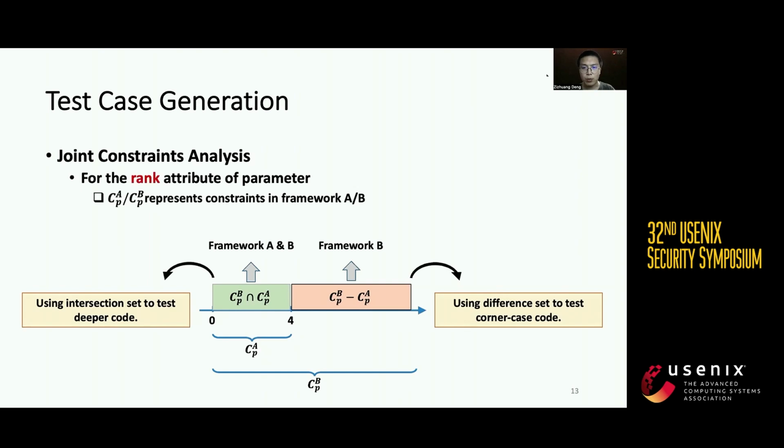And here we propose a joint constraint analysis approach to generate more efficient test cases. Specifically, we intersect the constraints of both parties on the same attributes of the same parameter, and the test cases generated in this intersection set are more correct, allowing us to reach deep code. At the same time, the constraints of both sides of the same attribute of the same parameter are solved for their respective differences. And the test cases generated in the difference set are used to test the framework with missing constraints, which has a higher probability of finding bugs.